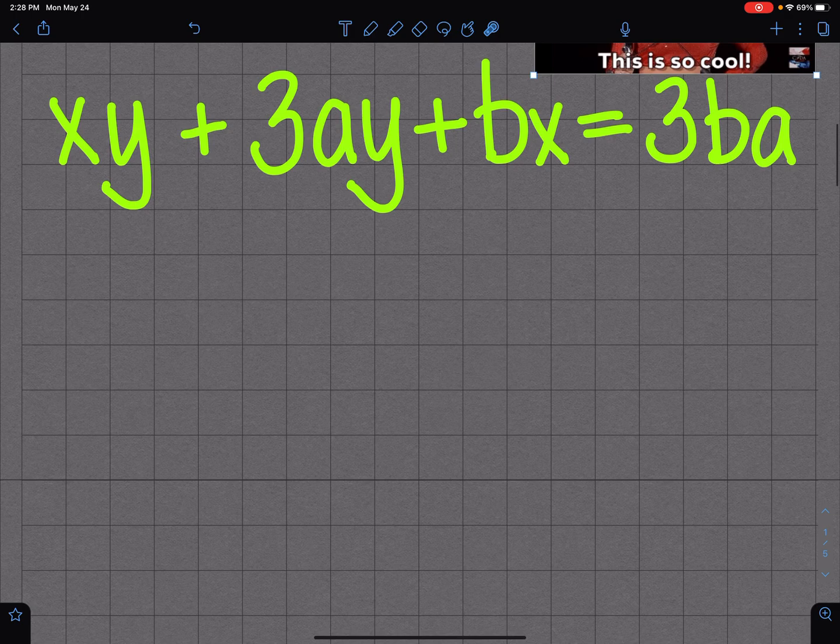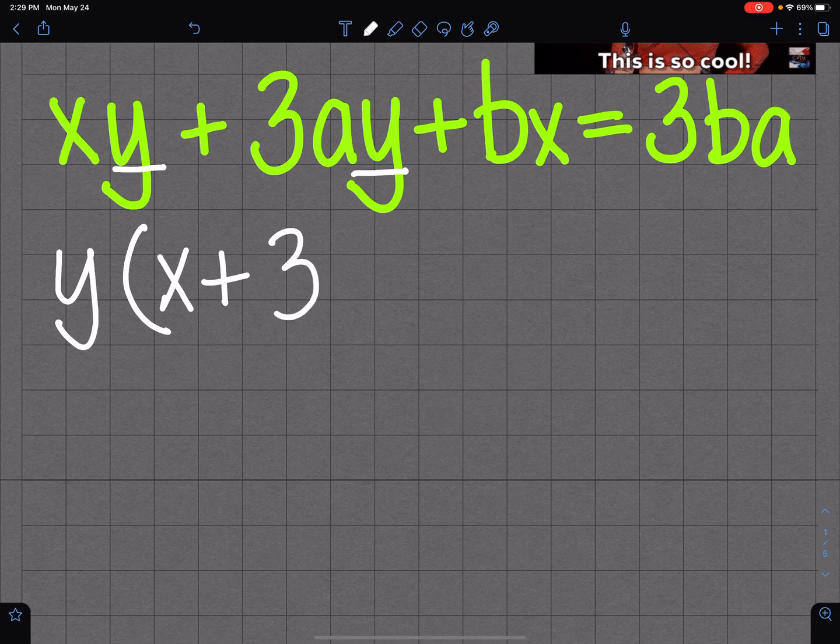Cool. All right, so this is the expression that they give us. And then they want you to notice that this can be simplified when you notice what is in common between them. So for example, this has a y, this has a y. So how could we change this expression? If we change just the first two terms, we could factor out that y. And we could change that to y times (x plus 3a).